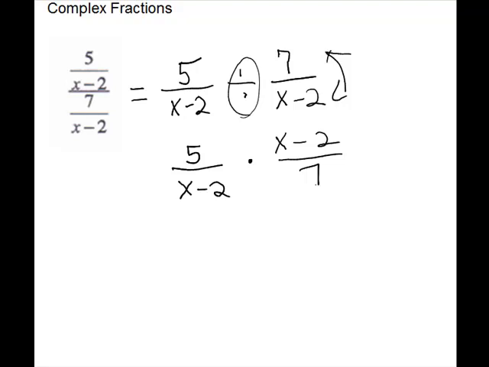And then we can simplify on the diagonals. This time we can take out that x minus 2. The entire piece matches. And then we will multiply across. We have 5 on the numerator, so 5 times 1 is 5. And 1 times 7 is 7 on the denominator. Nothing else we can do.